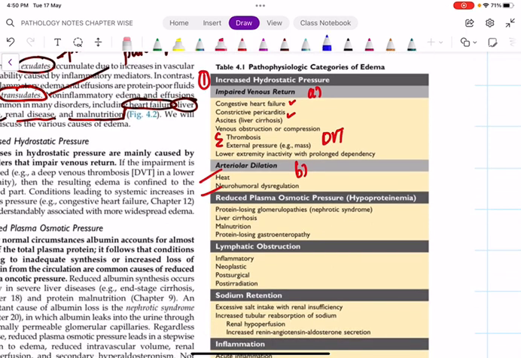The second cause is nothing else but reduced plasma oncotic pressure, that is hypoproteinemia. When the plasma proteins are less, in what condition? Liver cirrhosis, malnutrition, protein losing glomerulopathies, nephrotic syndrome. Nephrotic syndrome means the protein will be lost through urine, or protein losing gastroenteropathy. What is that? Protein losing gastroenteropathy.